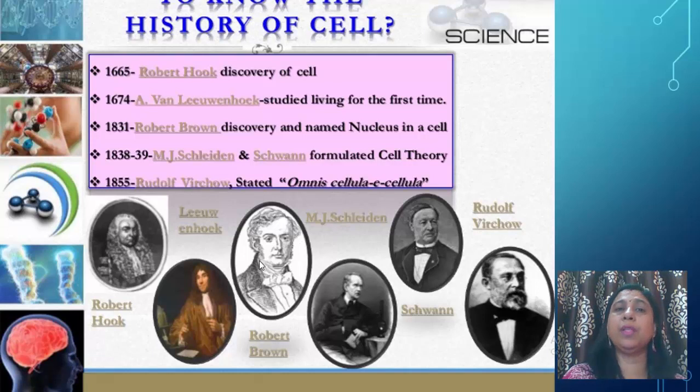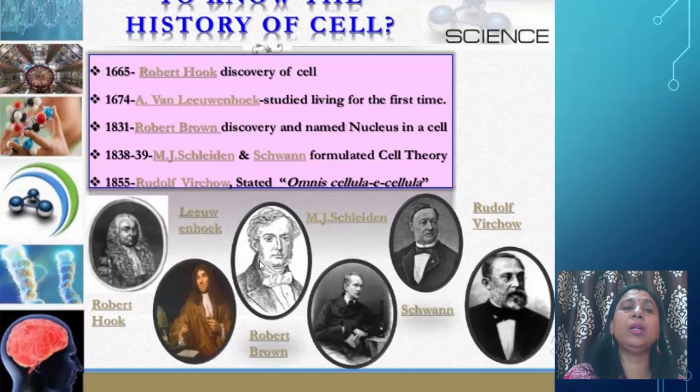Now to know the history of cells, we have studied in 1665 Robert Hooke discovered the cell. In 1674, Antony van Leeuwenhoek studied living cells for the first time. The cells discovered by Robert Hooke were in the cork cambium, and the cork cells are dead cells. But Leeuwenhoek studied these cells in living organisms for the first time. In 1831, Robert Brown discovered nucleus in a cell.